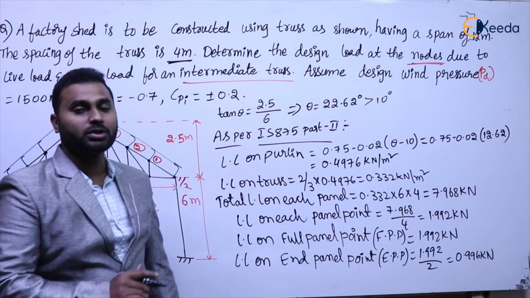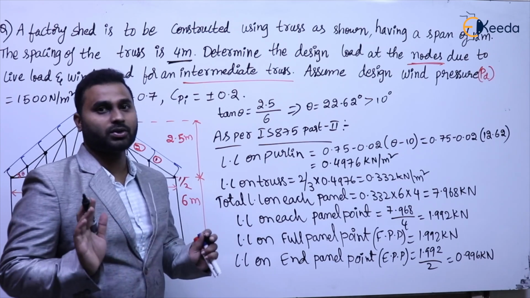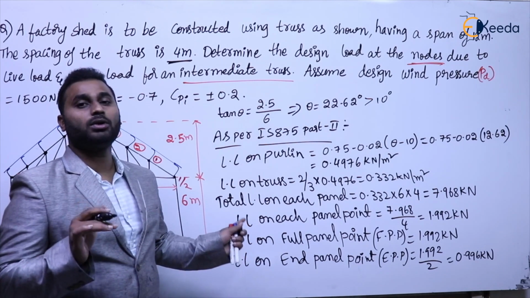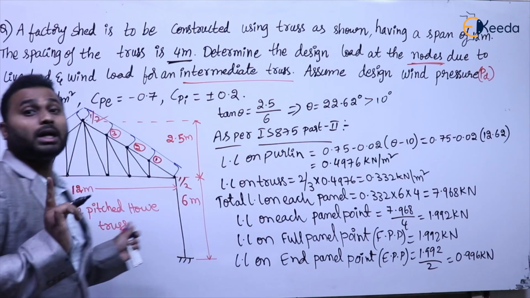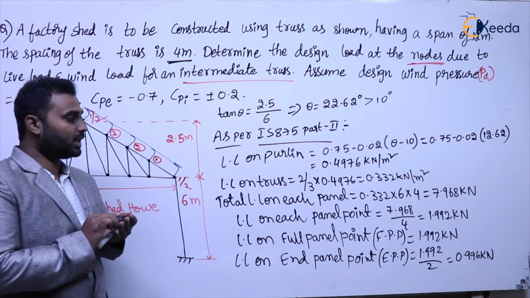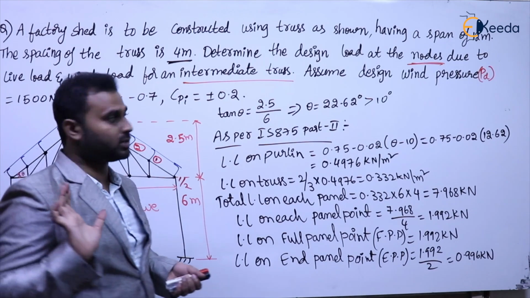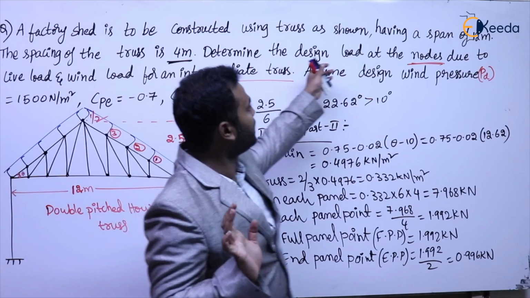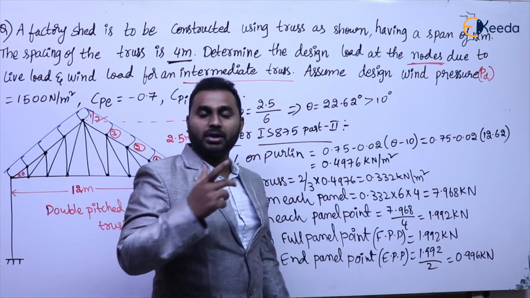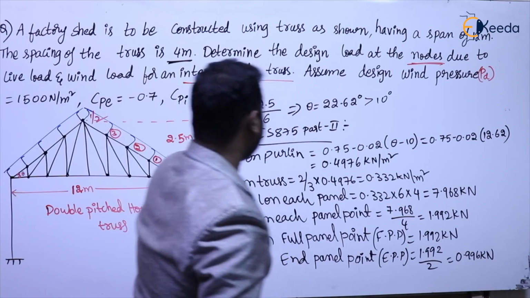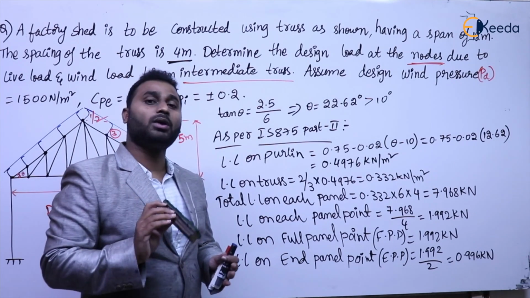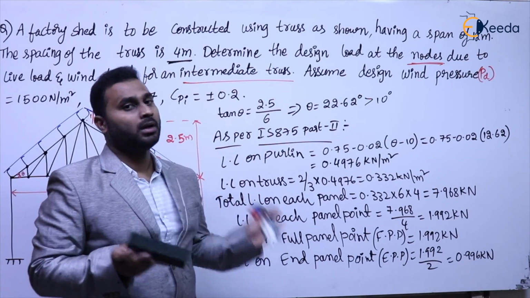These were the live loads on the panel points of that truss. So first you take it down. After that, I will show the live loads on each panel point of the given double pitched house truss. So that is our question: determine the design loads at the nodes. Nodes means panel points of that given truss. First, let us show the live load, and later we will see how to calculate the wind load, and that wind load also will be shown on the nodes.